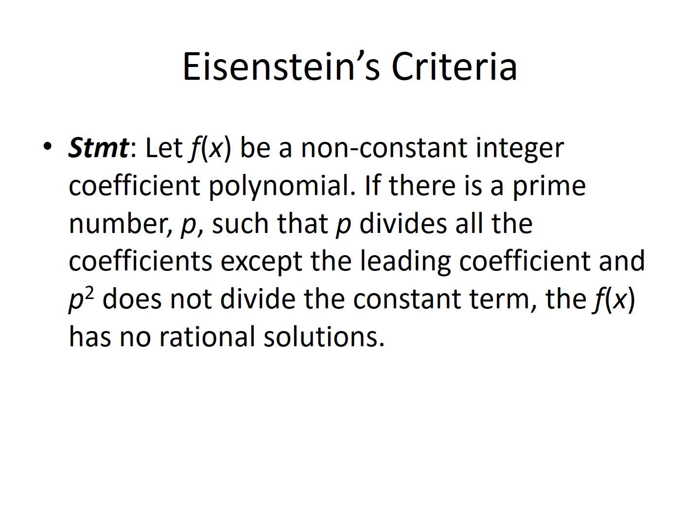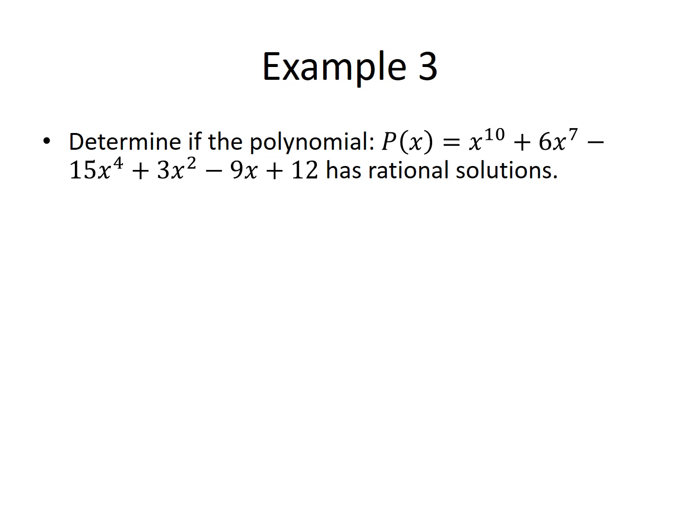So here's the statement of Eisenstein's criteria. Let f of x be a non-constant integer coefficient polynomial. So we still have integer coefficient polynomials, just like the rational zero theorem. If there is a prime number, p, such that p divides all the coefficients except the leading coefficient, and p squared does not divide the constant term, then f of x has no rational solutions. Now let's see this theorem in action. Determine if the polynomial x to the 10th plus 6x to the 7th minus 15x to the 4th plus 3x squared minus 9x plus 12 has rational solutions.